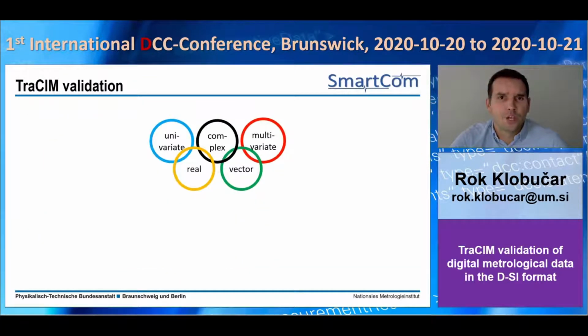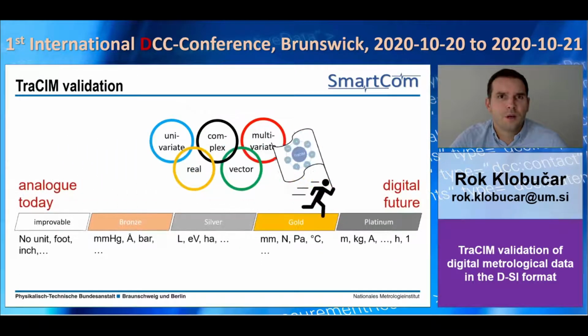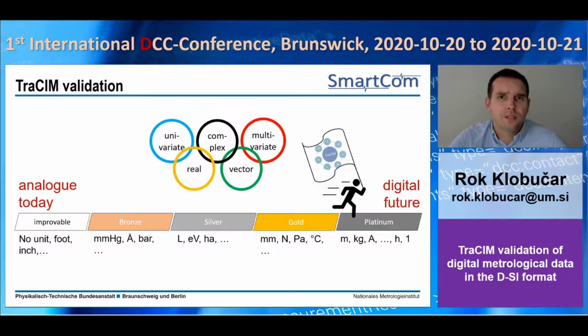Now for the TraCIM validation, different quantities that could be used in DCC are presented as Olympic rings. These are univariate, complex, multivariate, real, and vector. And then we also have units. What kind of units are presented in DCC? We get a medal from the TraCIM service. We strive for the digital future to be more on the right side, which means closer to the platinum medal.